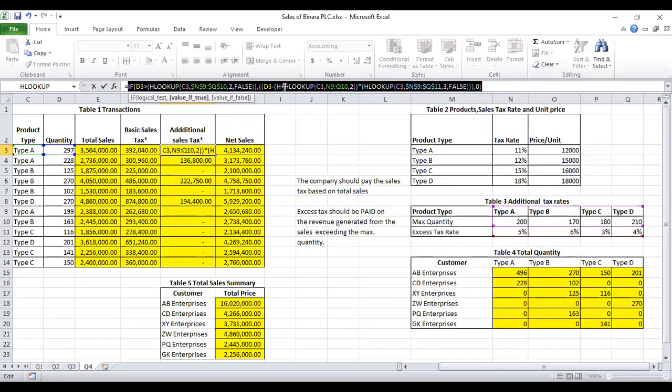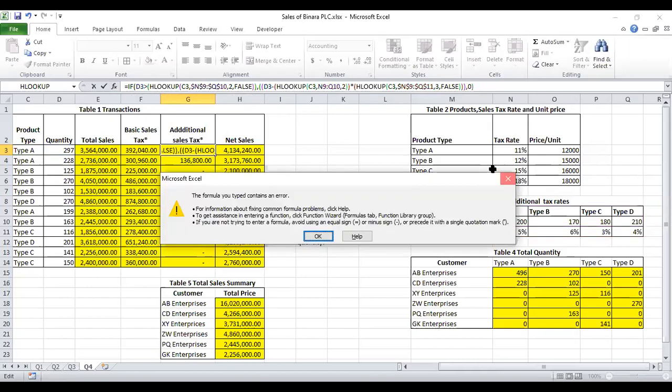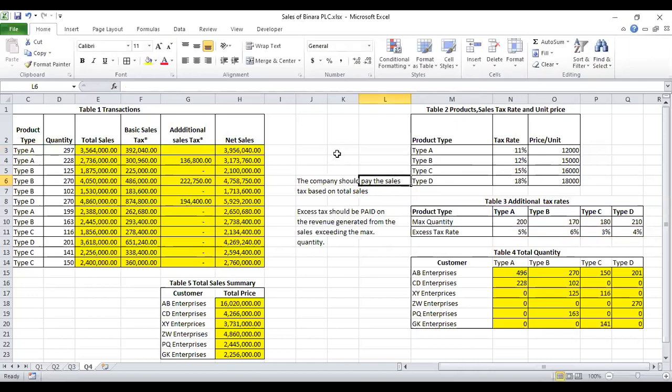SUMIFS, right? SUMIFS command. So here SUMIF formula. Yes, you have taken it very correctly, and here the sum.